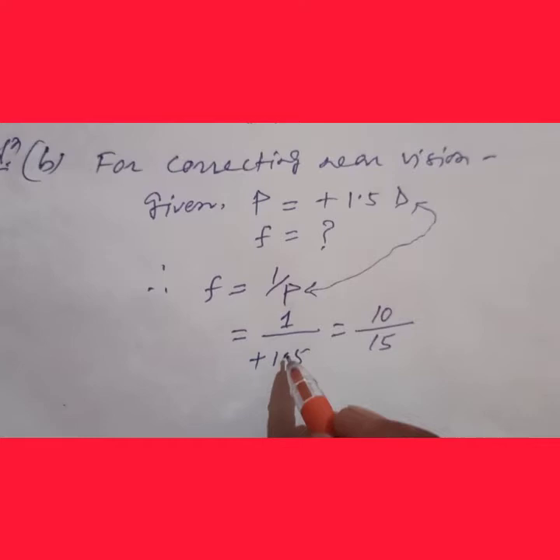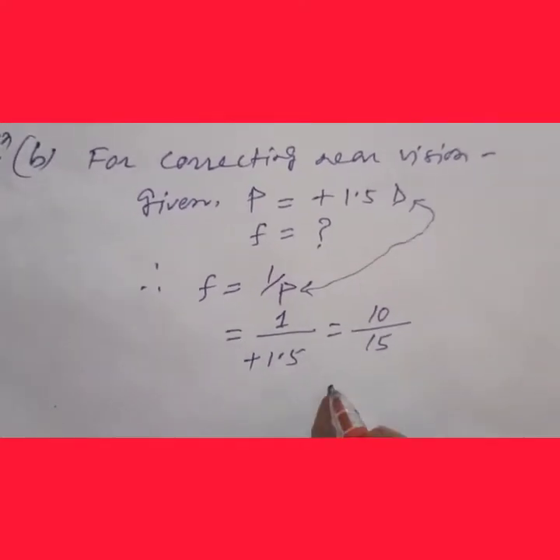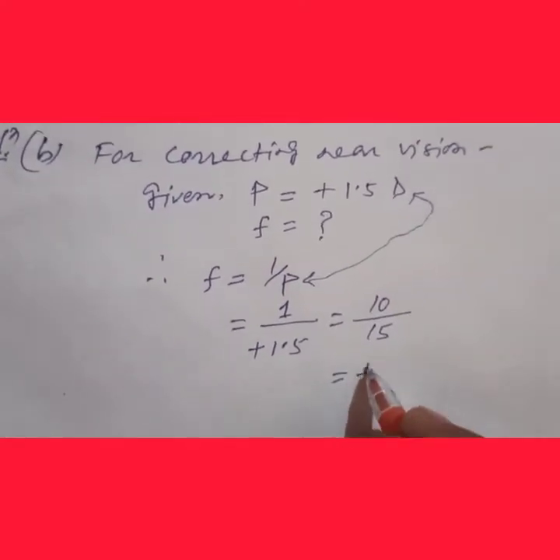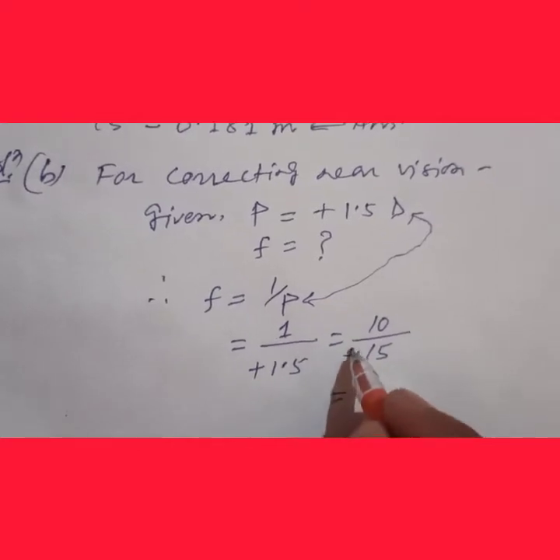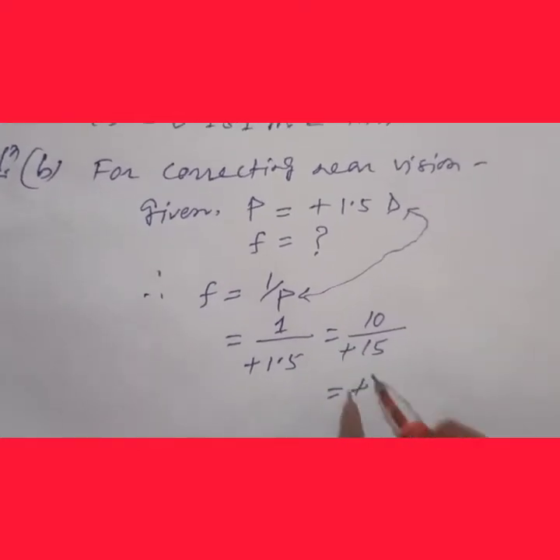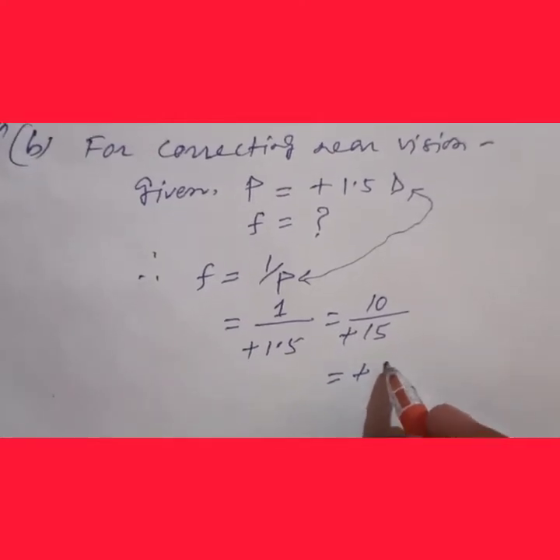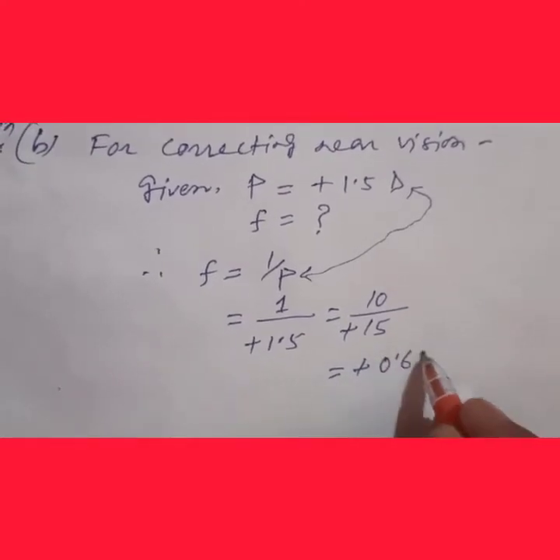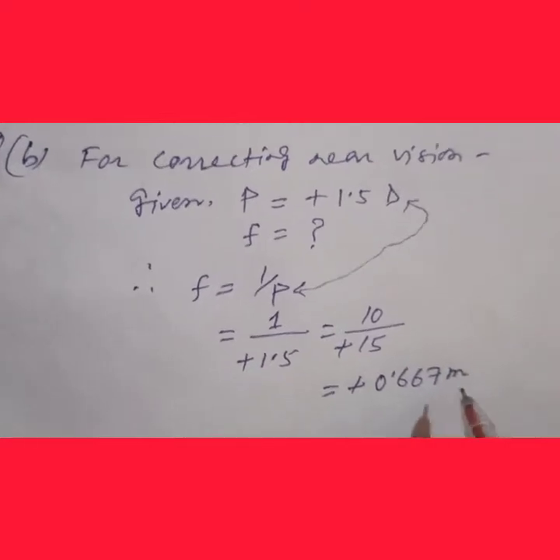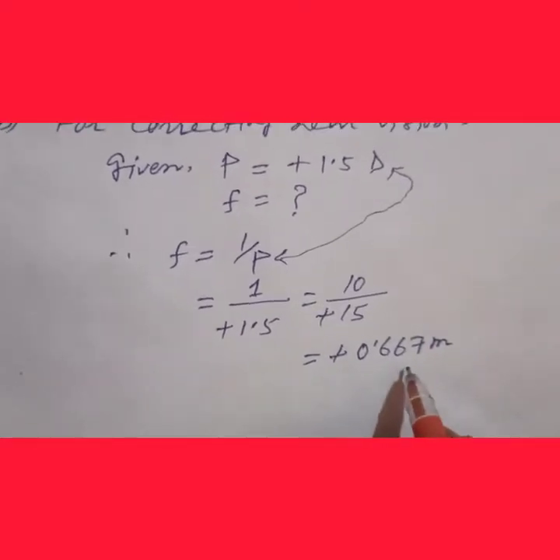So this equal to what? You can write this one. Plus will come as plus. Here also you can write plus. No need to write. Of course, if you want to write, then you write this one. Then plus 0.667 meter. So this approximate is what you can write this one.